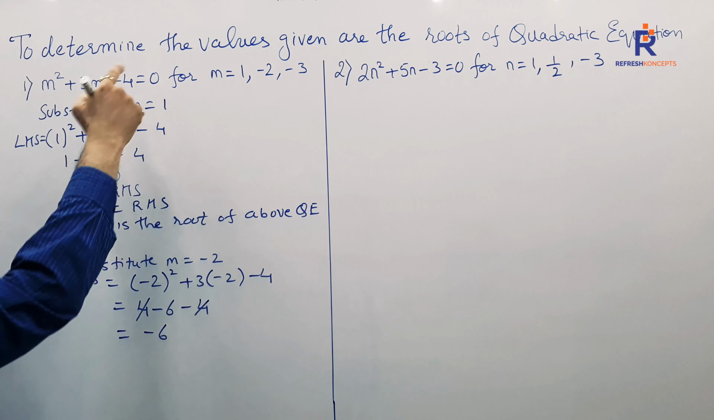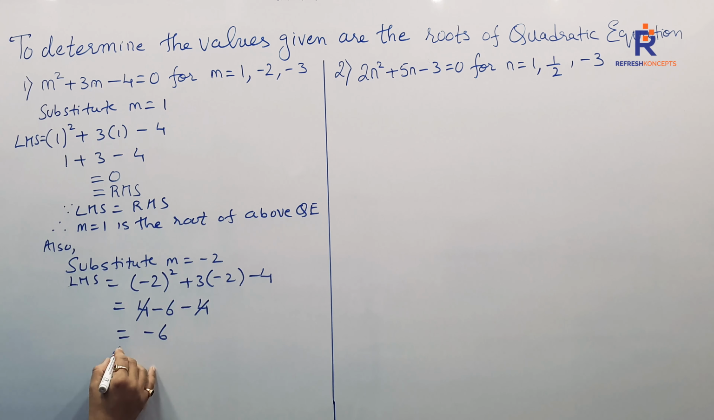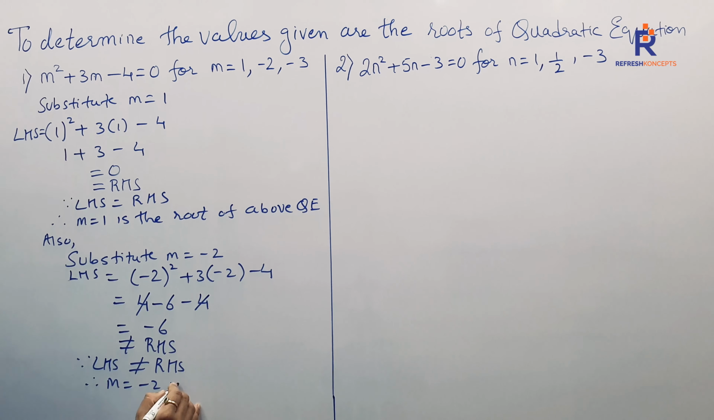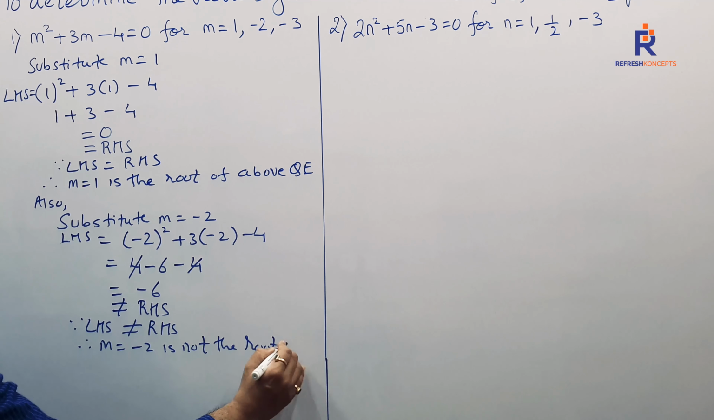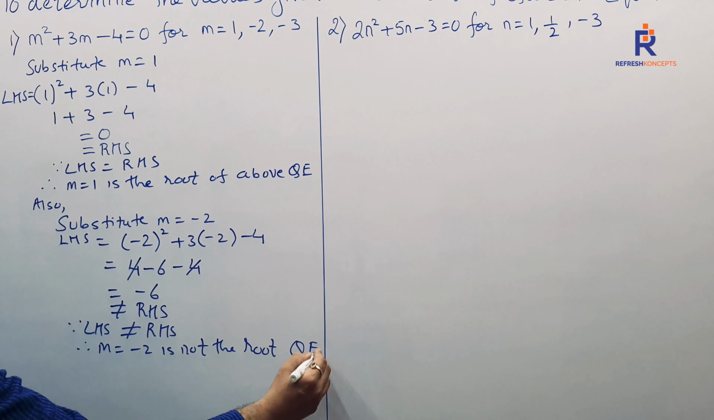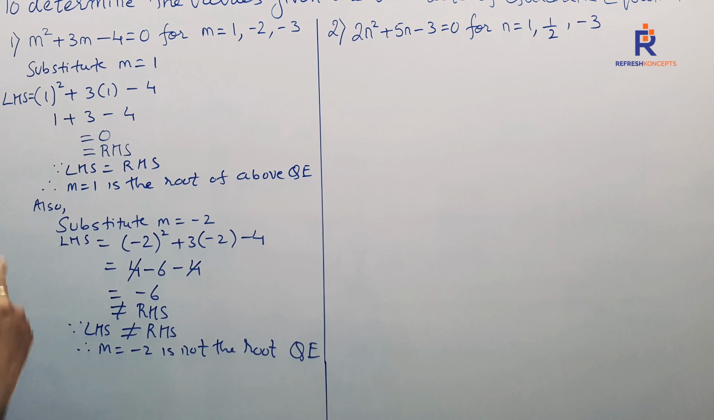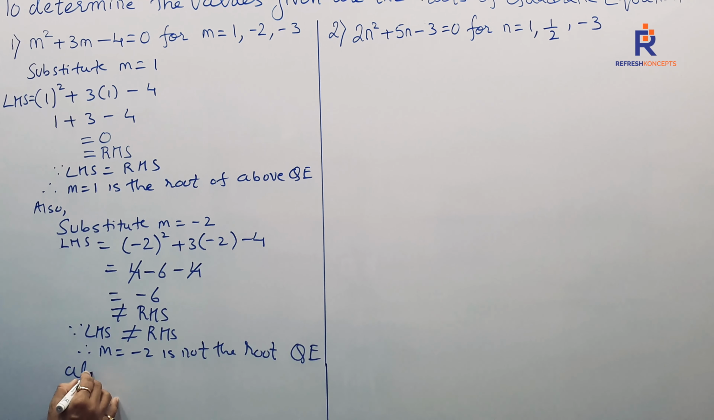What is our RHS, children? Our RHS is 0. So can I say LHS is not equal to RHS? Since LHS not equal to RHS, therefore m equal to minus 2 is not the root of above quadratic equation. Now, also, I'll take the third one.